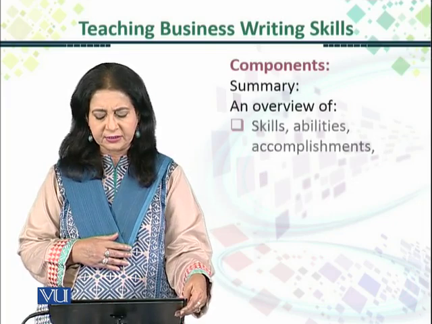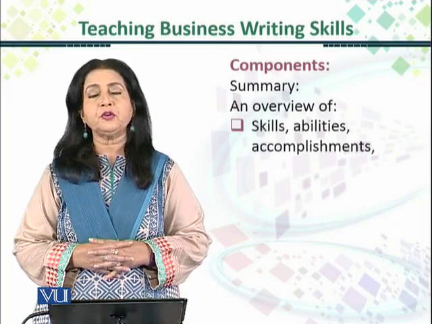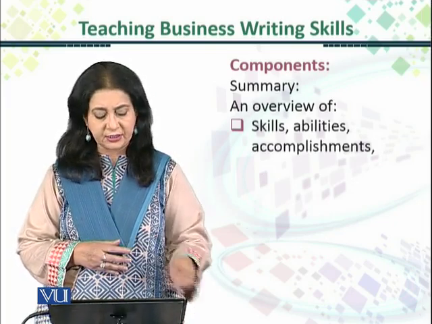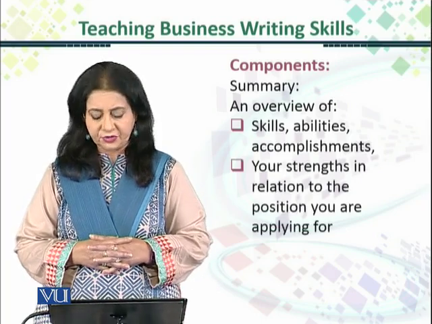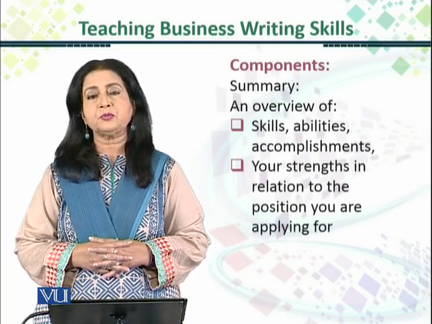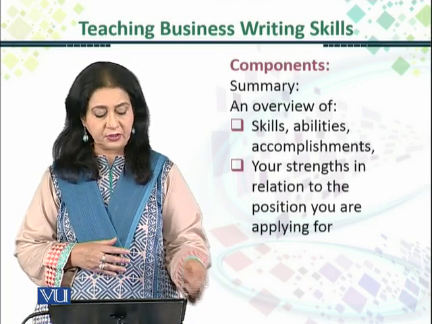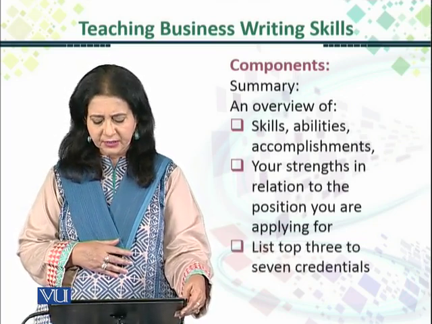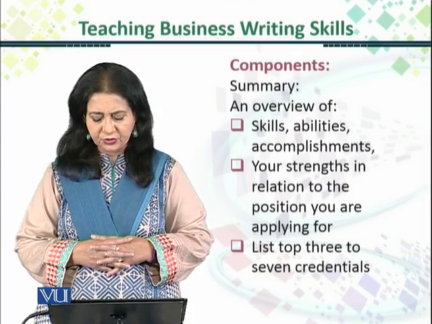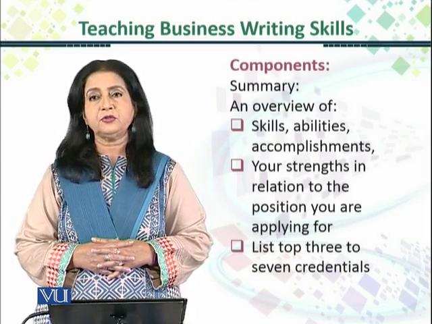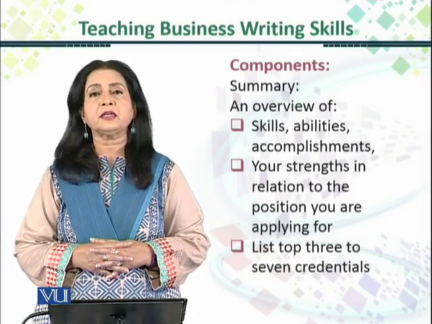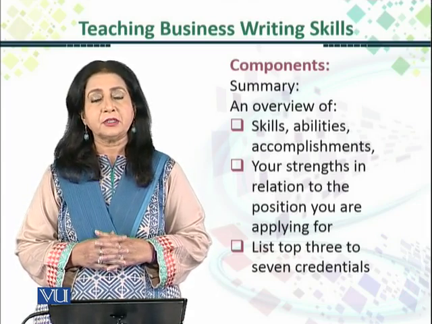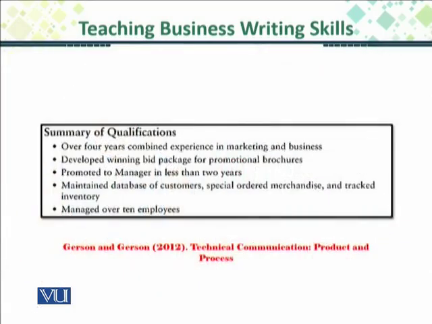So you can say that the summary is a sort of an overview of your abilities and your skills and your accomplishments. They also point out your strengths in relation to the position which you are applying for in the resume. So here you can list your top 3 to 7 credentials which you think are most important and which will give a good impression to the employer. So this is what a summary of qualification looks like.